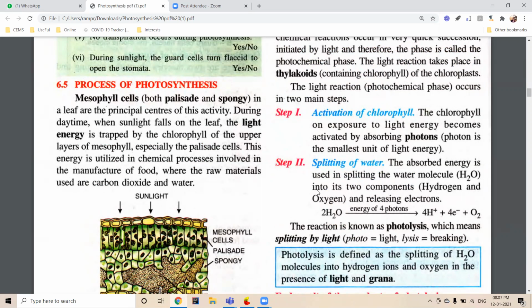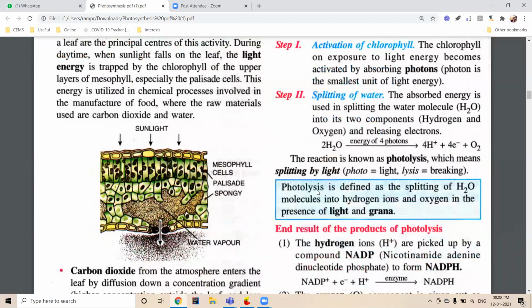Again, I'll repeat. What we are studying is the light reaction. The name only indicates that light is required. When green leaves are exposed to sunlight, the chlorophyll pigment absorbs the sunlight and gets activated by absorbing photons, small packets of light energy.